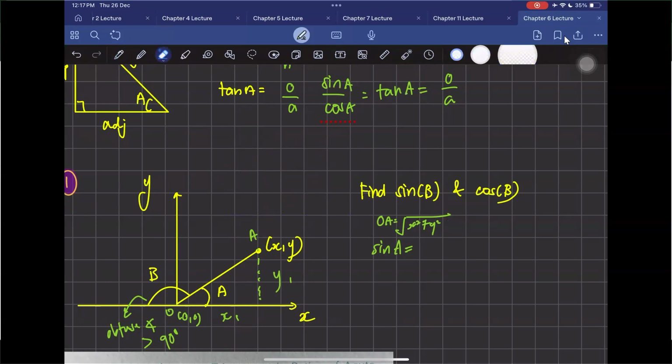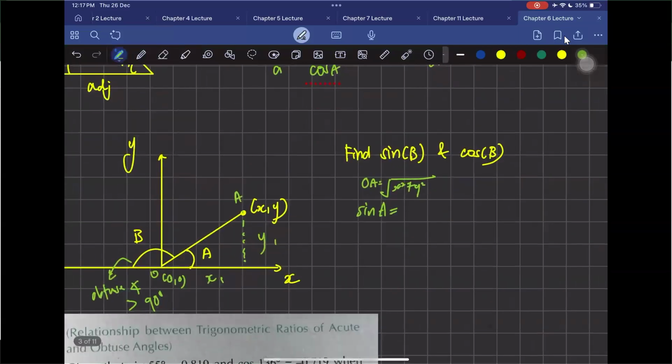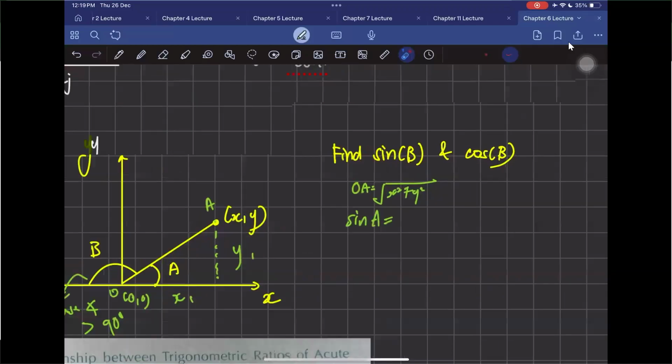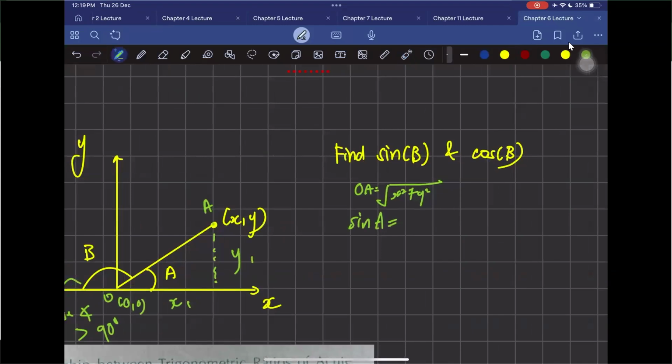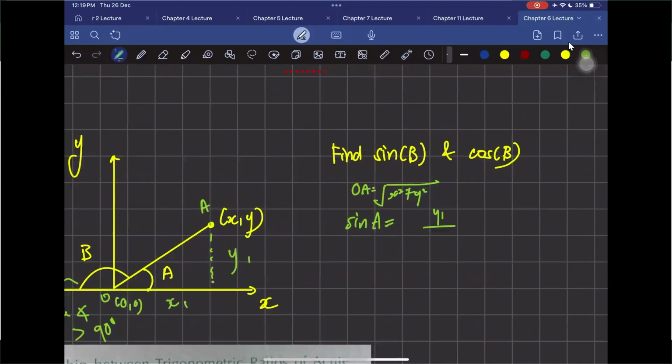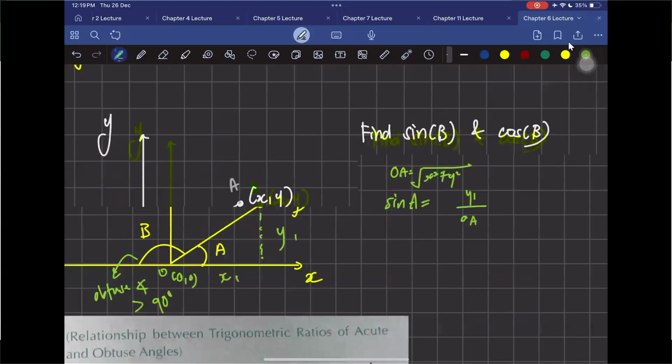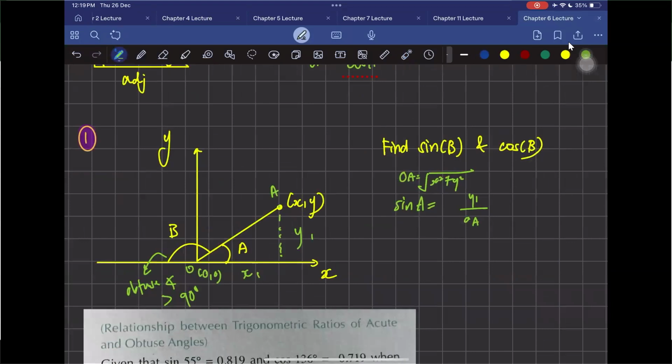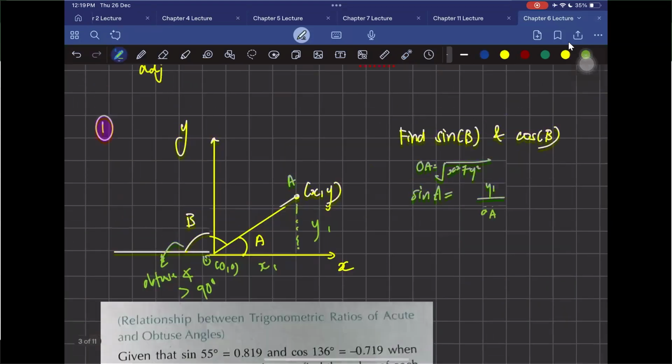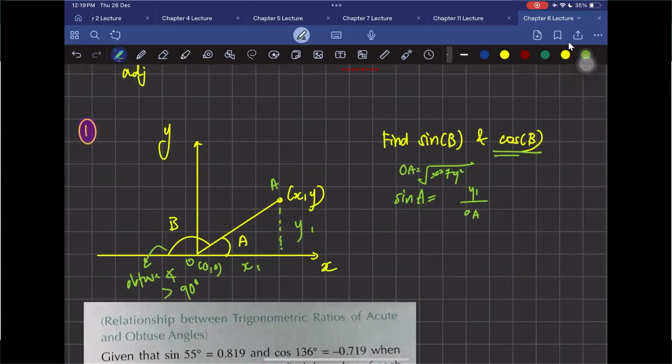Okay, so once you have found OA, your sine A is actually equals to your opposite, which is y1, over your hypotenuse, which is OA. Okay? So this is for your acute angles. Then next, the question asks for cos B. So in this case, your angle B is an obtuse angle. So how are we going to solve this?